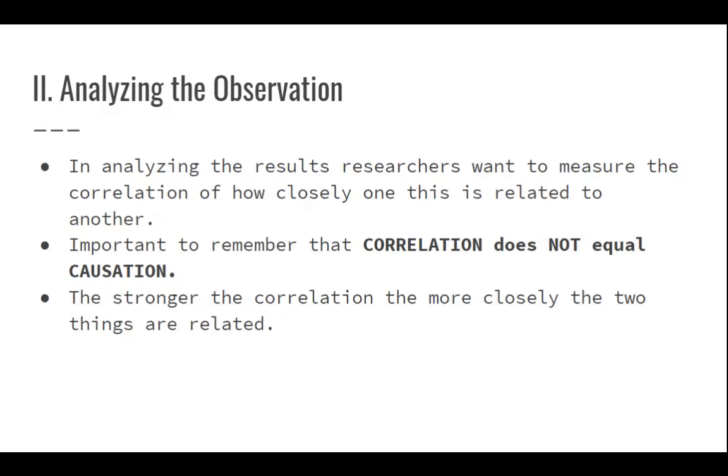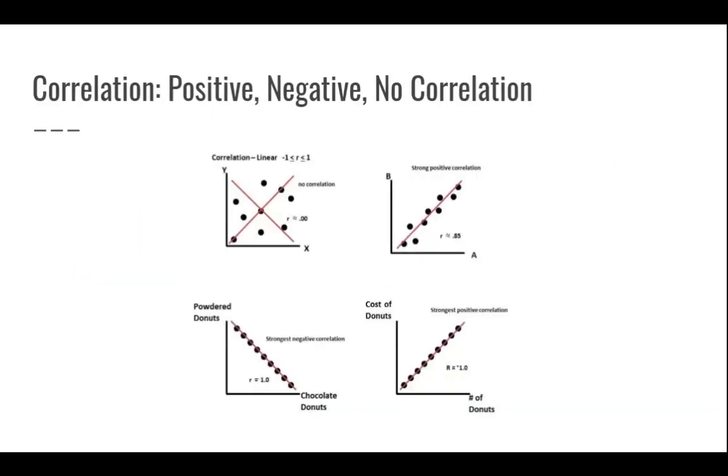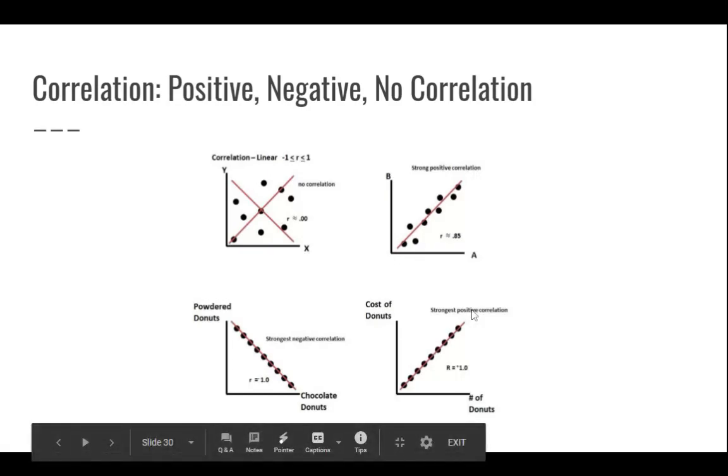It's important to remember that correlation does not equal causation. The stronger the correlation, the more closely the two things are related. All right. Here we have no correlation at all. Here we have a positive correlation. Here's another positive correlation. And then here is a negative correlation.